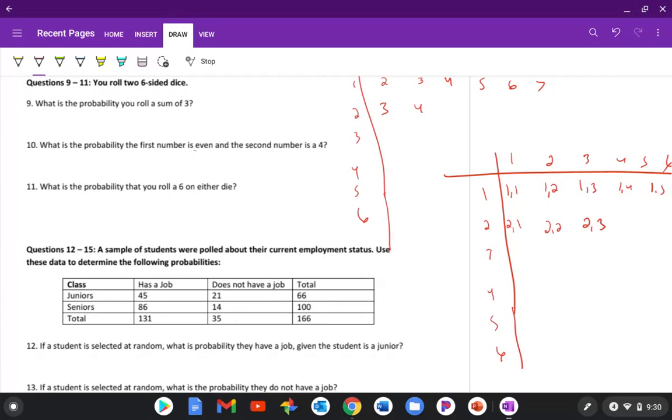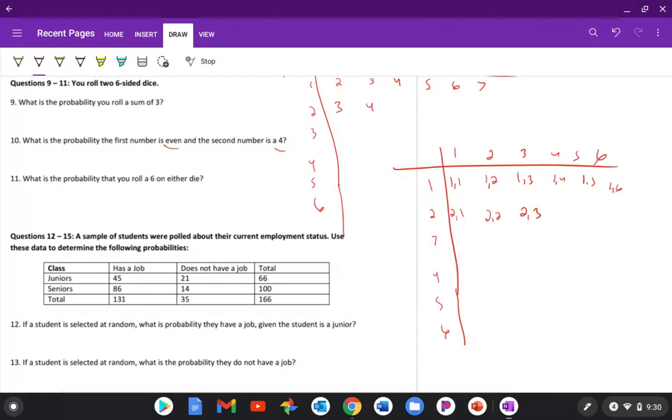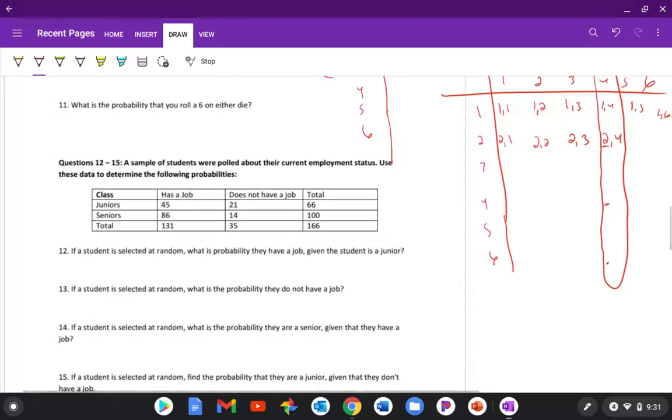For the probability that the first number is even and the second number is a 4, I would look at all the places where the second number is a 4, which is going to be this column here. That's the only place where the second number is a 4. Then look at how many times the first number is even. We've got an even here, here, and here. So in this case, that would be 3 out of the total number of possibilities, which is 36. Three out of 36. And then you can figure out number 11 as well.